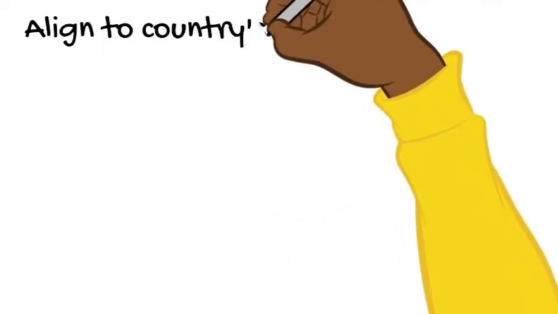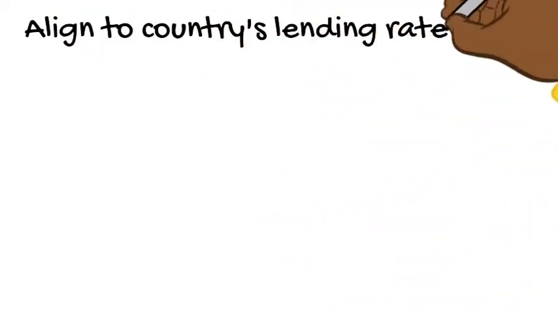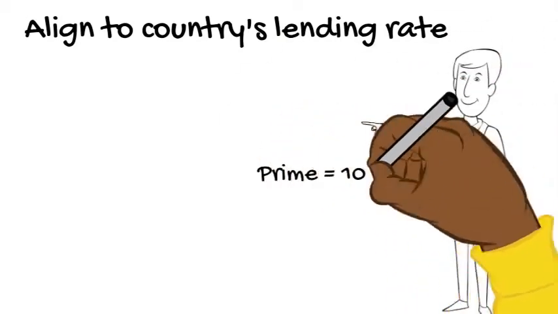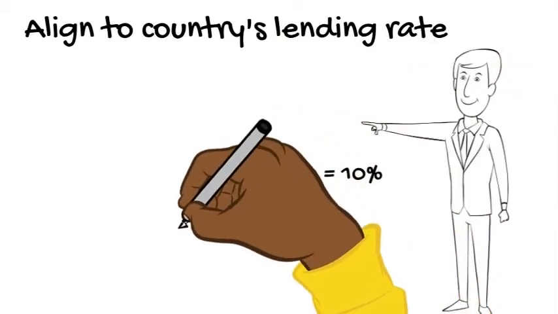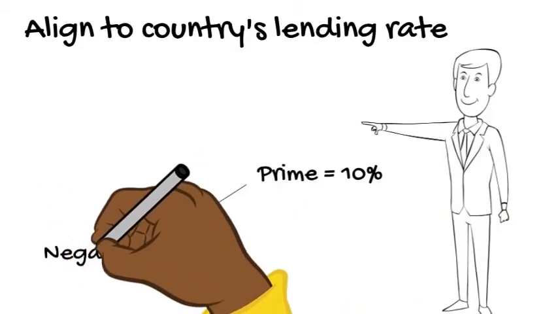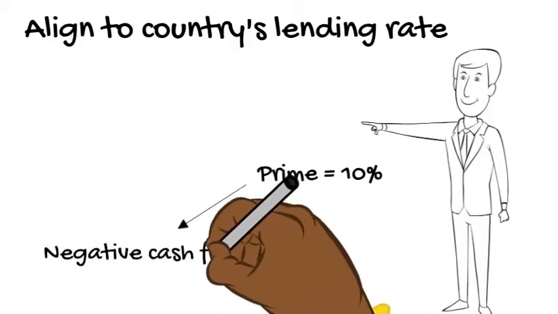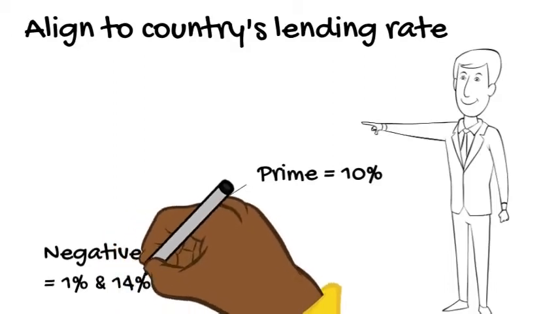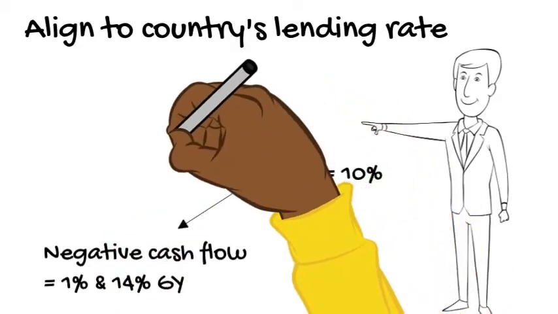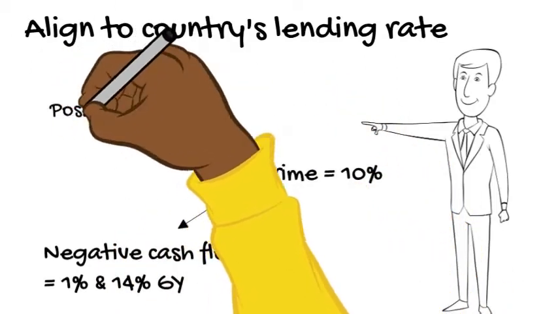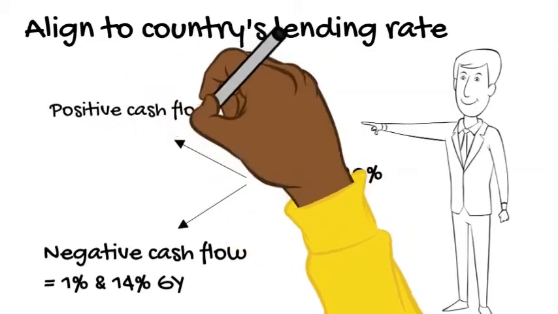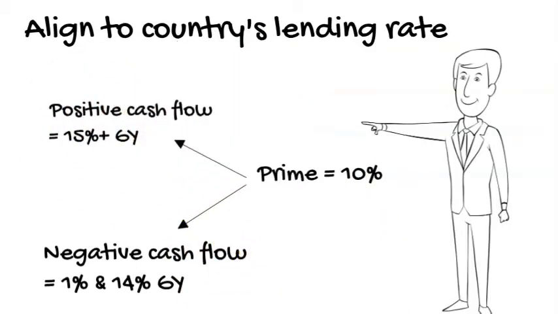First of all, you have to align that percentage to the country's lending rate. So imagine that you're applying for a loan from ABSA and you're getting a prime rate of 10%. If your gross yield for an area is between 1 and 14%, that's an indication that it's a bad area for the buy to rent strategy. If your gross yield is 15% or more, that's an indication that you will find some profit from a rental point of view.